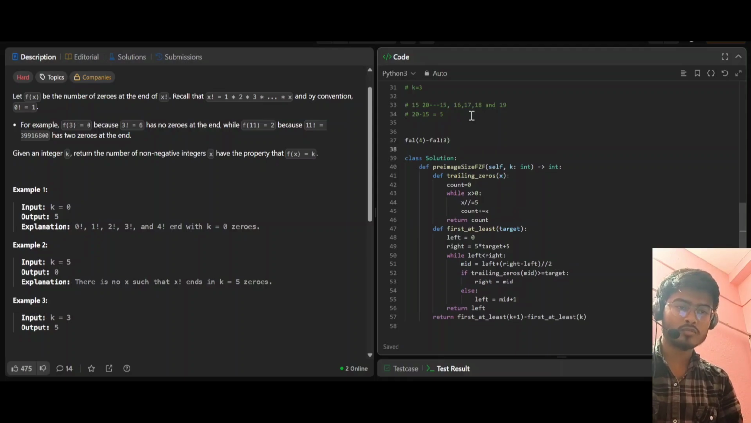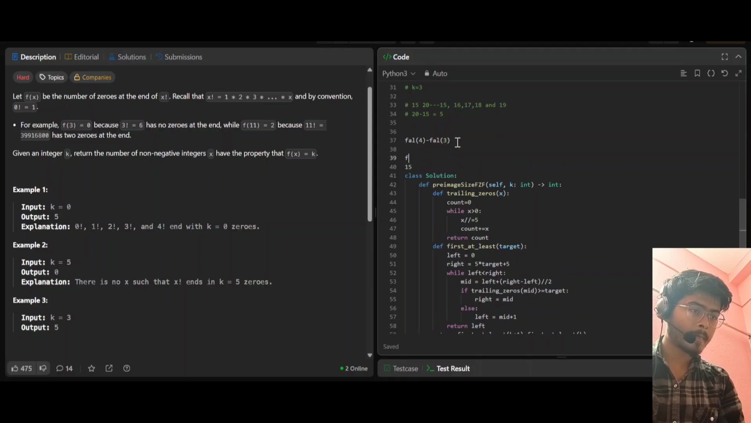The smallest value whose factorial contains at least 3 trailing zeros is 15. For 14, 14 divided by 5 is 2, so F14 is 2. And for 15, 15 divided by 5 is 3, so F15 is 3. Therefore, first at least 3 is 15.